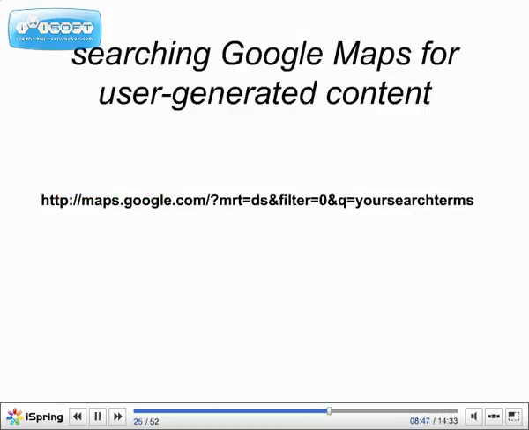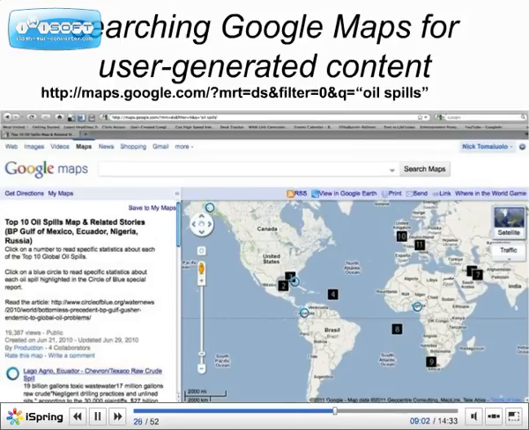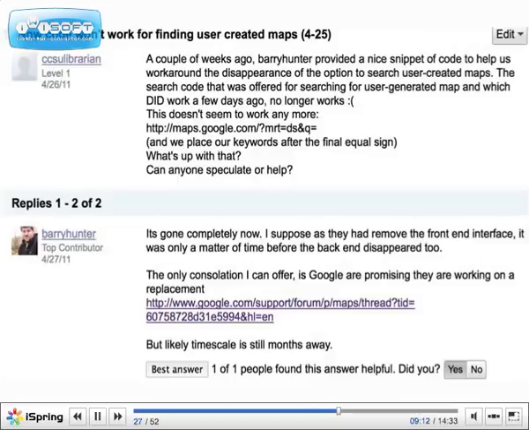There are, however, many Google Maps users who are interested in locating these end-user created maps, and one of them came up with this search string, which actually worked when trying to limit your searches to user-generated maps. Until a couple of days ago, that is. So a few days ago, this search formula using oil spills as a phrase successfully identified a map of the 10 worst oil spills. But Google took that away too.